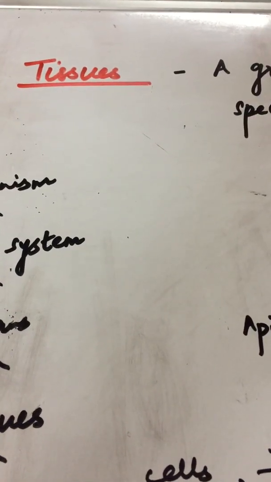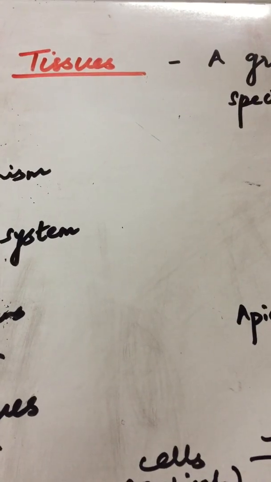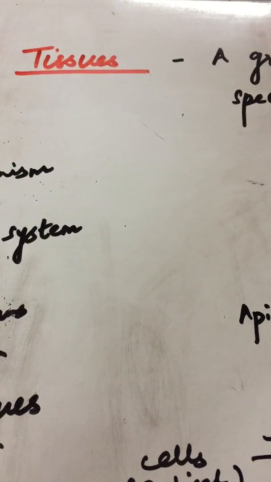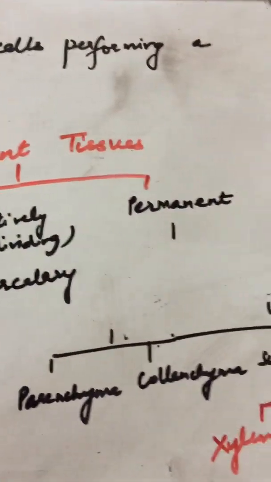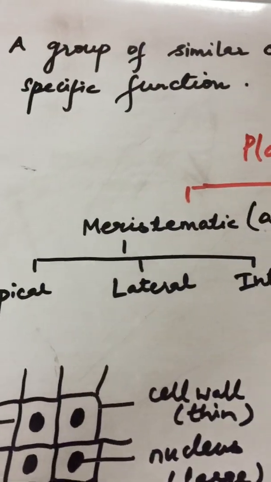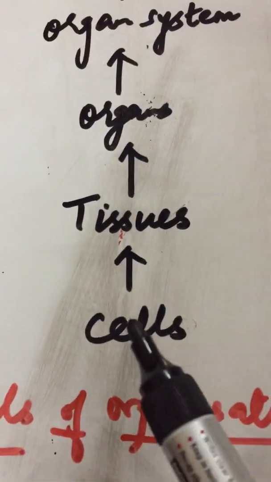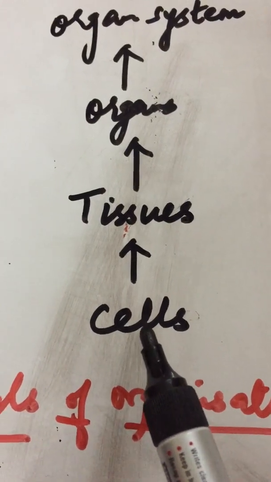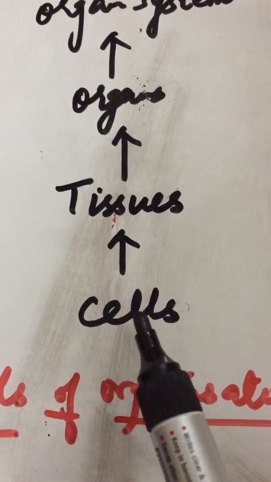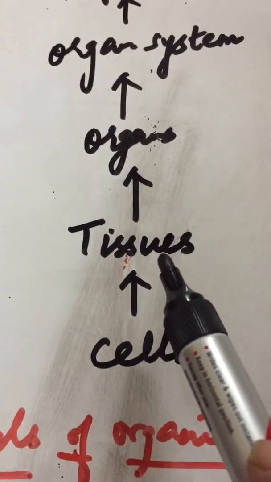Let's begin with a new lesson today, and that is tissues. So first of all, we need to know what exactly is a tissue. A tissue is a group of similar cells performing a specific function. We have studied before that a cell is a basic structural and functional unit of life, and similar cells work together to form a tissue.